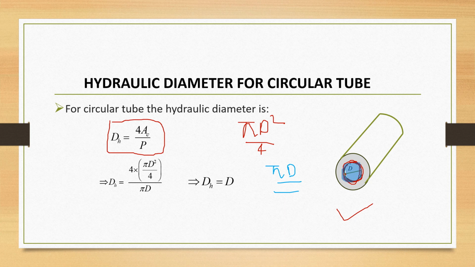So we have the hydraulic diameter as 4 into area of cross section, this is the area of cross section, and this is the wetted perimeter, okay. Now see here, this pi cancels out, this 4 cancels with this 4, and the square cancels with this d. So we have the hydraulic diameter equal to the diameter of the tube. So for a circular tube the hydraulic diameter is equal to the diameter, okay. Now let's move on to the next slide.